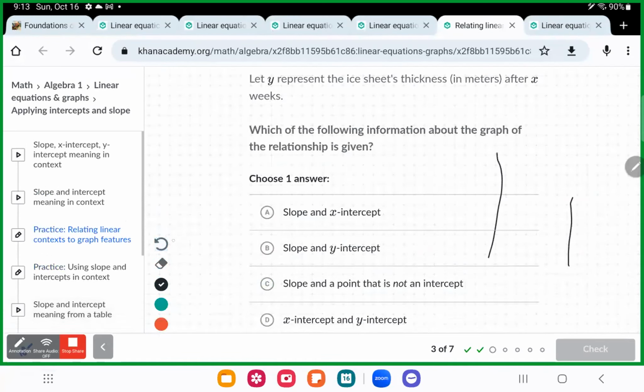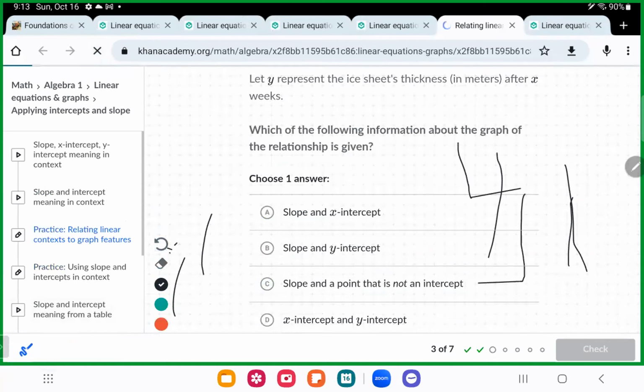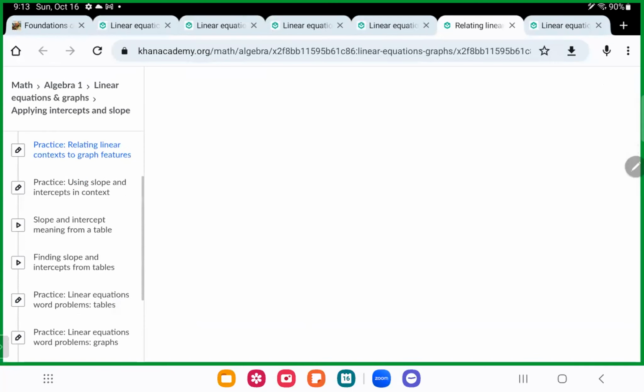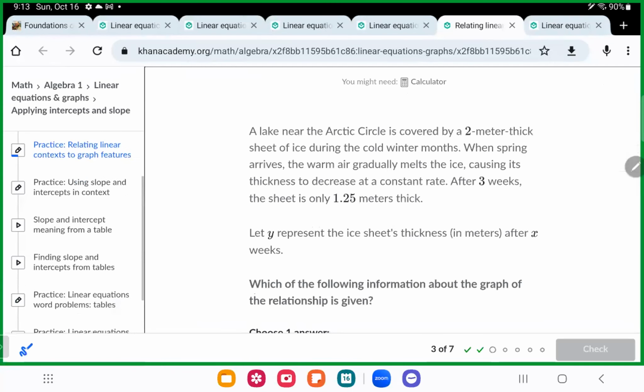Oh, I see this. I have this thing stuck. It's stuck. You know what? I don't know. I'm going to press refresh and hope for the best.